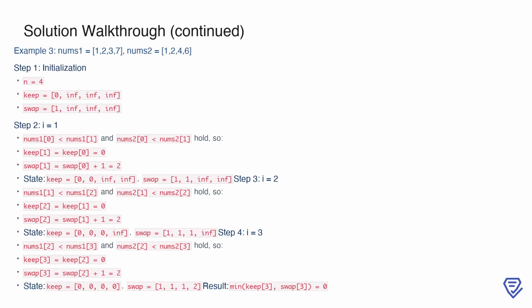At step i equals 3, nums1[2] < nums1[3] and nums2[2] < nums2[3] holds, so keep[3] is set to keep[2], which is 0, and swap[3] becomes swap[2] plus 1, resulting in 2. The final state arrays are keep equals 0, 0, 0, 0, and swap equals 1, 1, 1, 2. The result is the minimum of keep[3] and swap[3], which is 0. This means no swaps are needed to make the sequences increasing in this example.